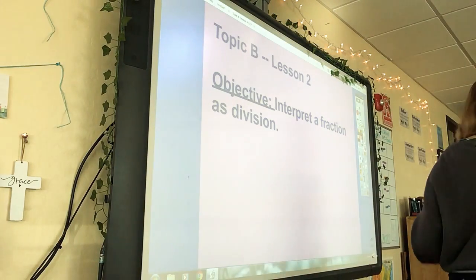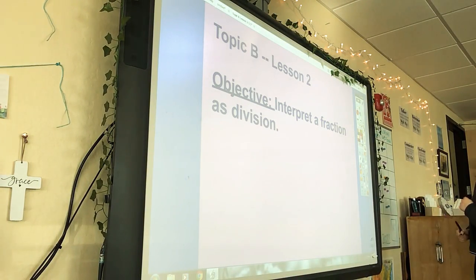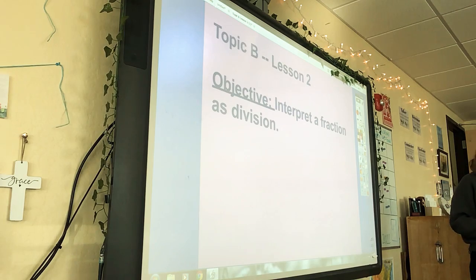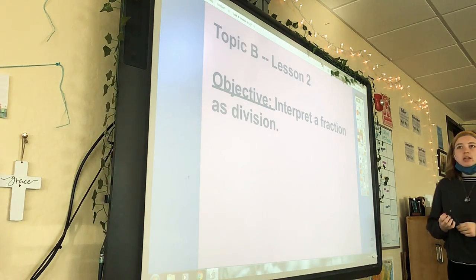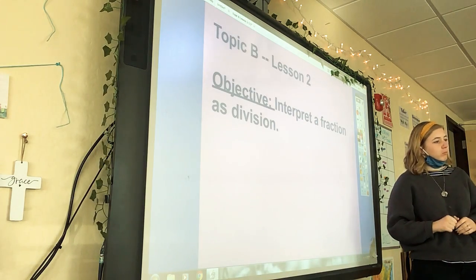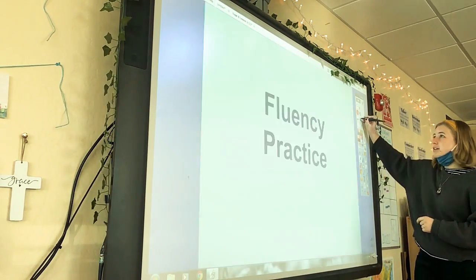Here we go. Lesson 1, module 4. So we are going to interpret a fraction as division. In other words, we're going to look at a fraction and be like, that's a division problem. And I will show you how to get there.